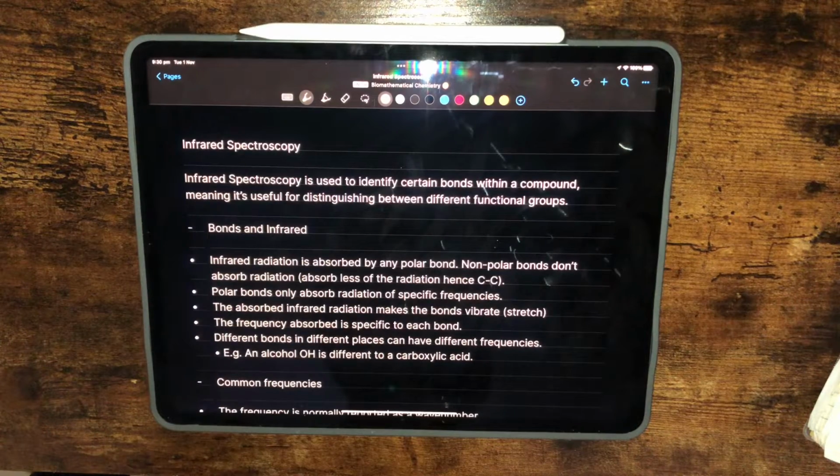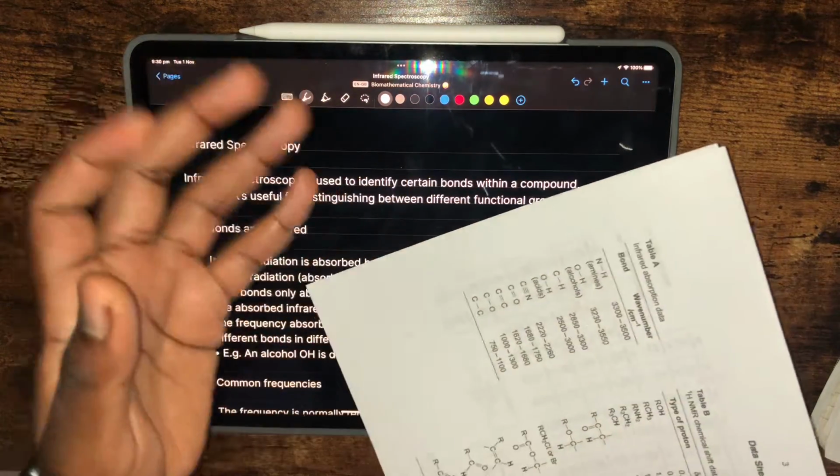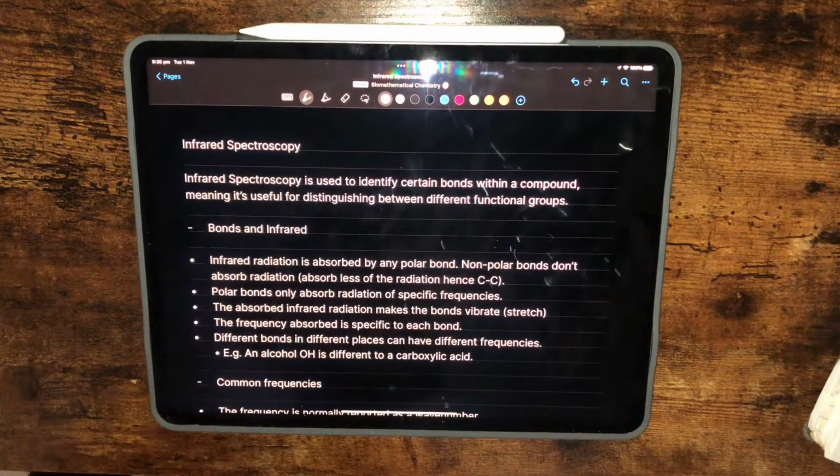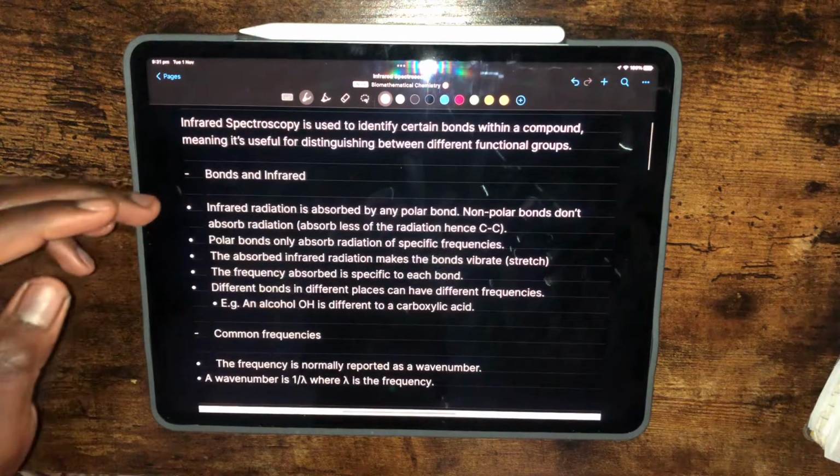Polar bonds only absorb radiation of a specific frequency, hence why you can identify them. Bonds have a specific frequency at which they get absorbed. The absorbed infrared radiation makes the bonds vibrate and stretch. My chemistry teacher always told me that when they absorb this infrared radiation it causes the bonds to stretch and vibrate, and the frequency absorbed is specific to each bond. Different bonds in different places can have different frequencies. For example, an alcohol OH is different to a carboxylic acid OH.